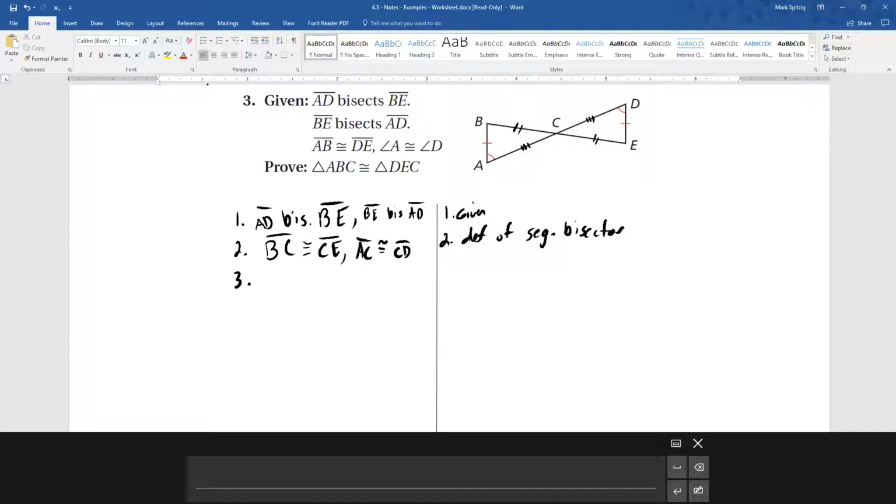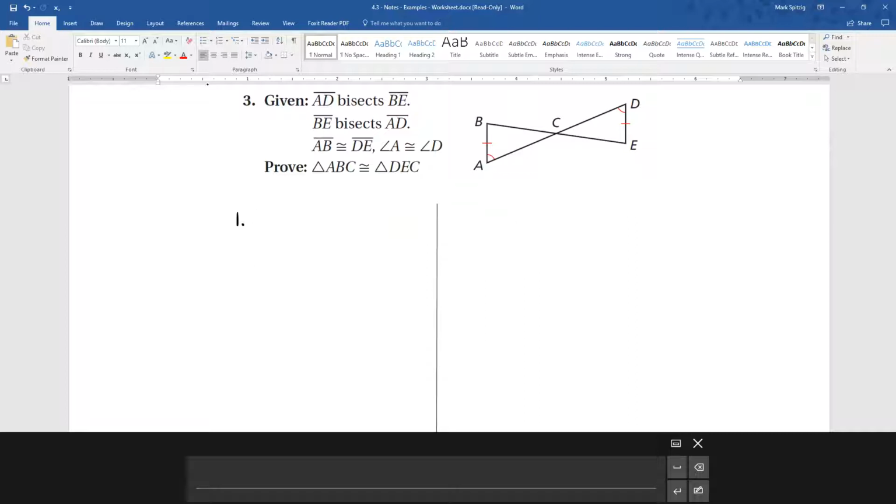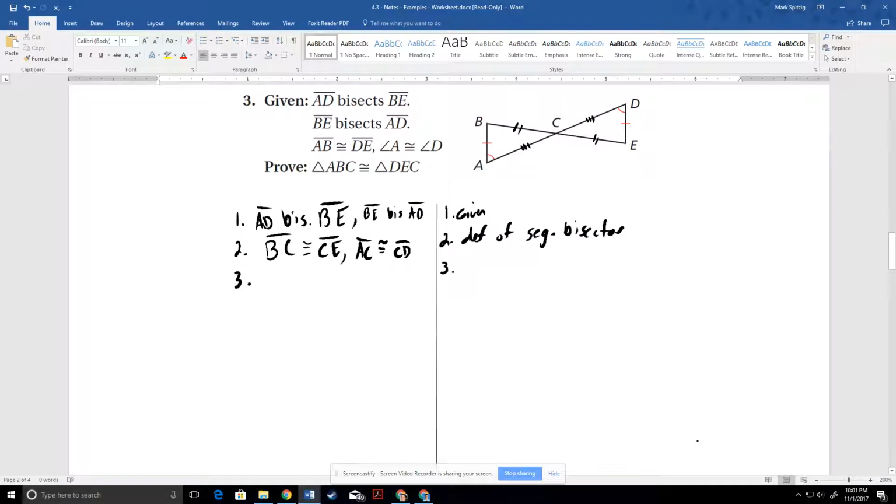Again, you could put them in separate steps if you want. I just put them in the same step to make it a little simpler. Okay, a little more straightforward.